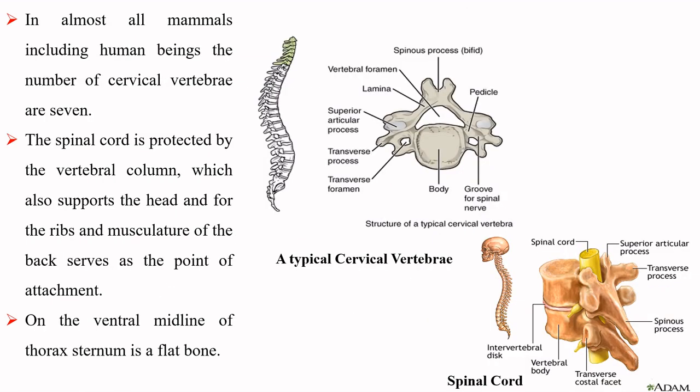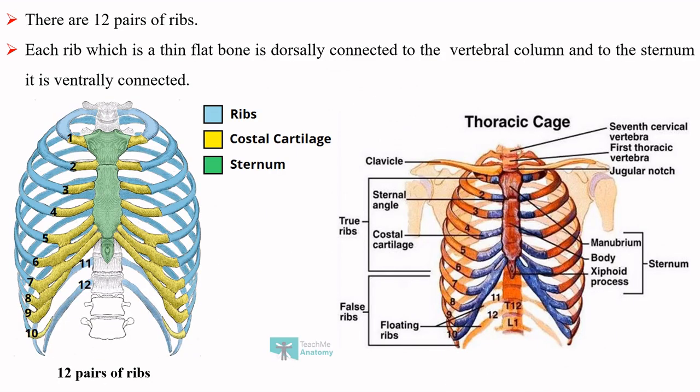In almost all mammals, including human beings, the number of cervical vertebrae are 7. The spinal cord is protected by the vertebral column, which also supports the head, and for the ribs, the musculature of the back serves as the point of attachment. On the ventral midline of thorax, sternum is a flat bone. There are 12 pairs of ribs.